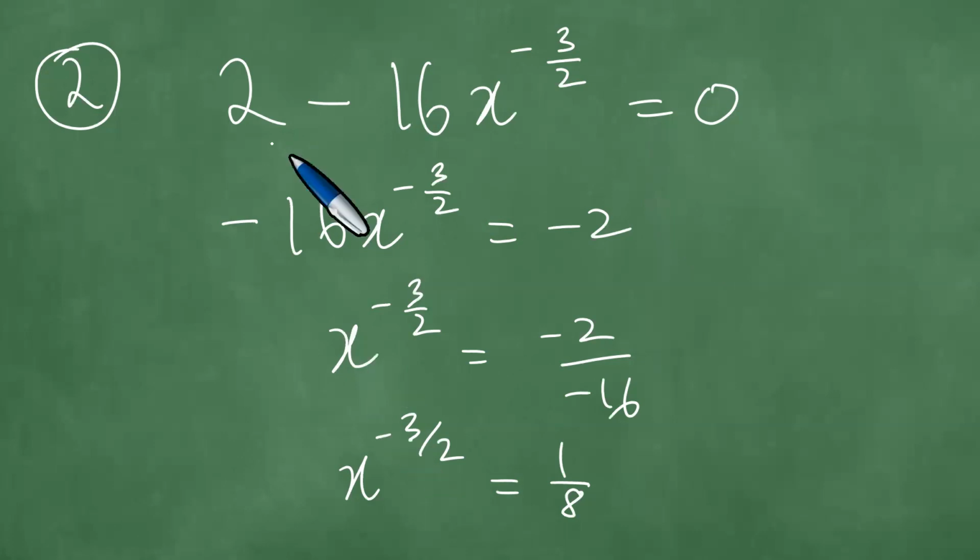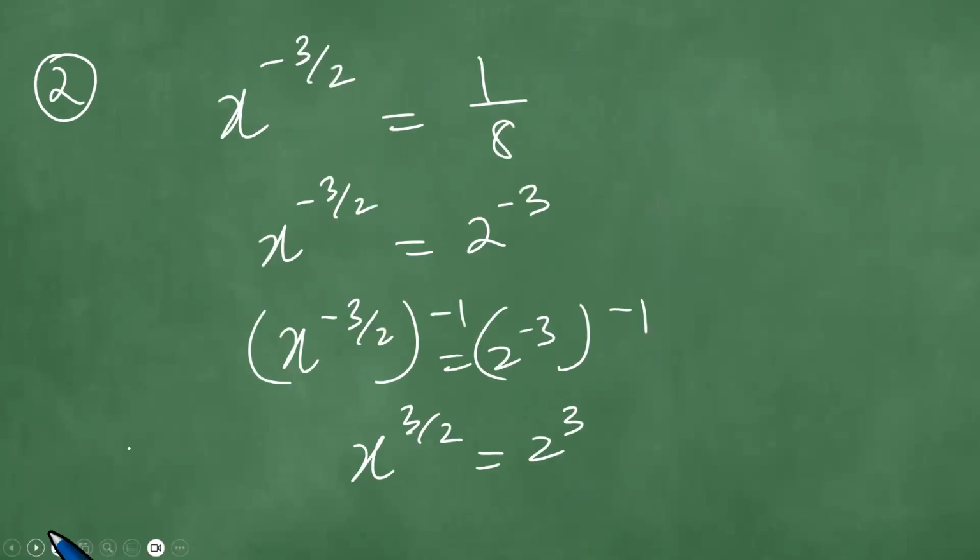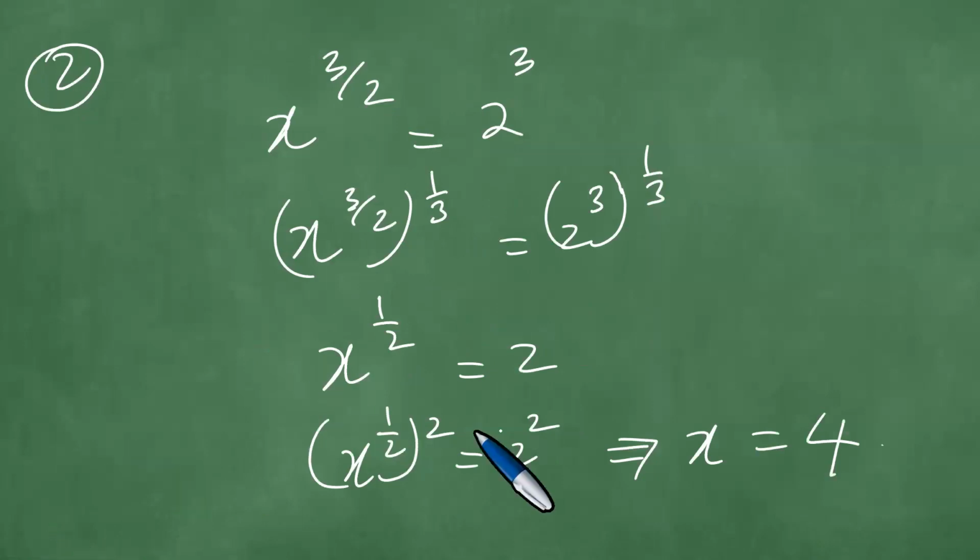We transposed 2 and it became negative 3. And we divided by minus 16, and we simplified minus 2 over minus 16, which became 1/8. And then we have x to the power minus 2, which is 1/8, and it became x to the minus 3 over 2, which is 2 to the minus 3. Because we have negative powers here, we could just raise the power minus 1, and we got 3 over 2, and then we got 4.